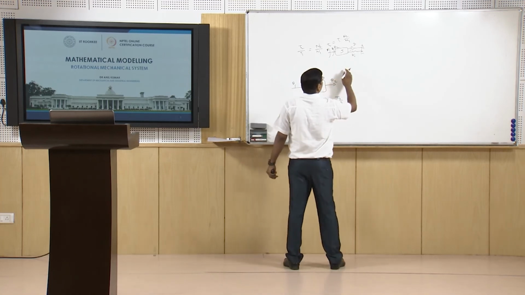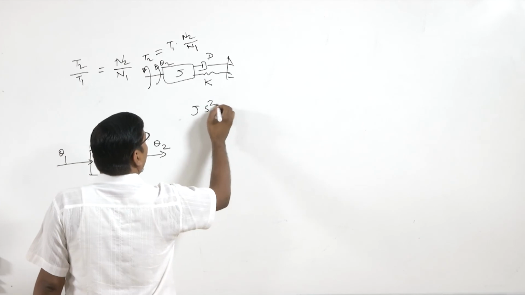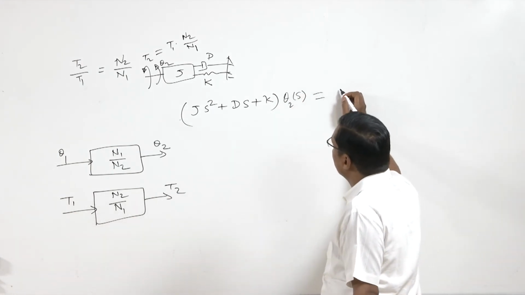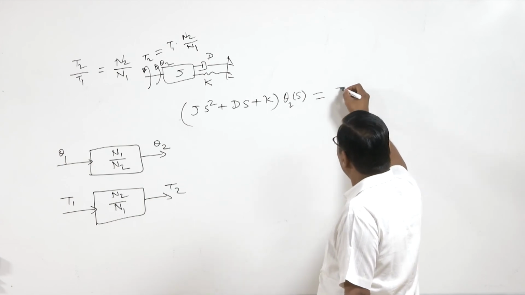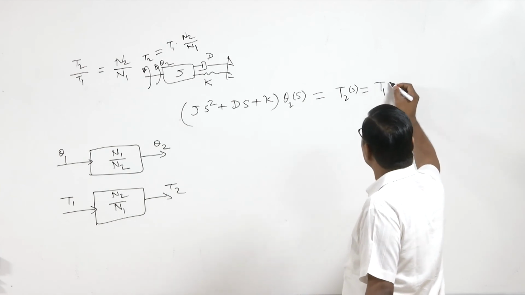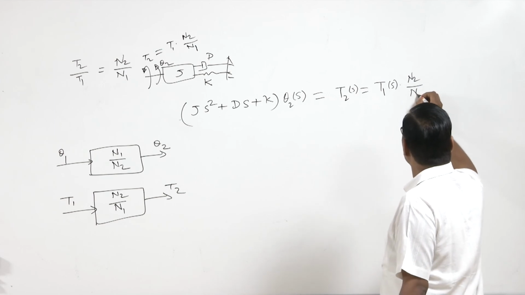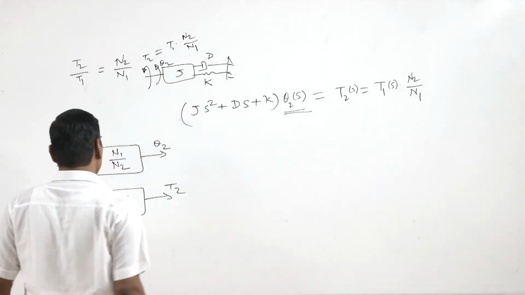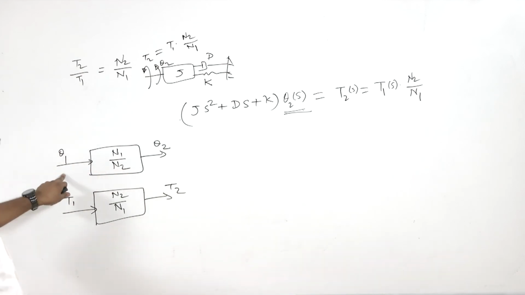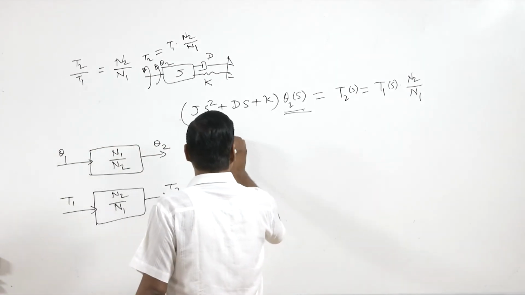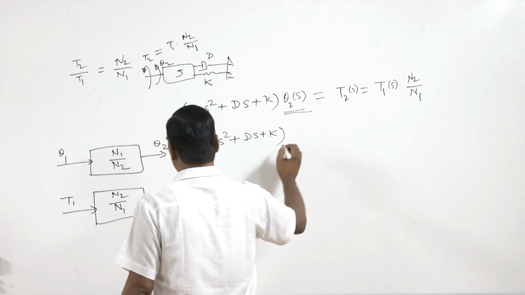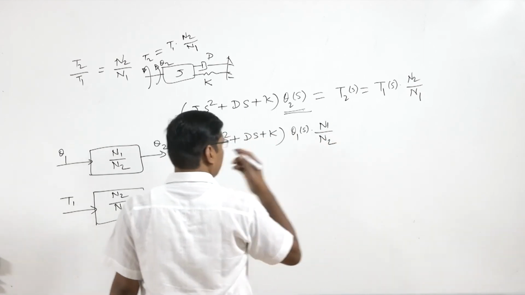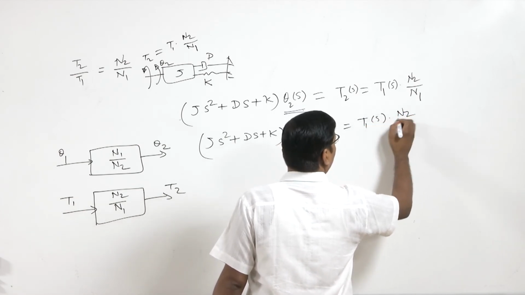So we can write the equation like (J s square plus D s plus K) theta 2 of s equal to T2 of s, and that is equal to T1 of s into N2 by N1. This theta 2 of s we can write as theta 2 of s equal to theta 1 into N1 by N2. So (J s square plus D s plus K) theta 1 of s into N1 by N2, and that is equal to T1 of s into N2 by N1.